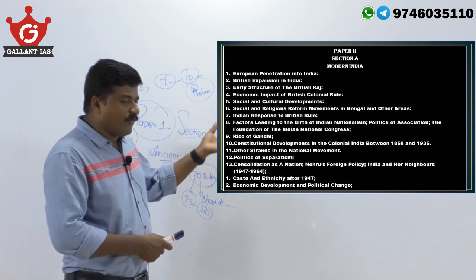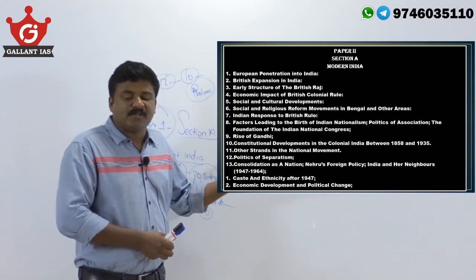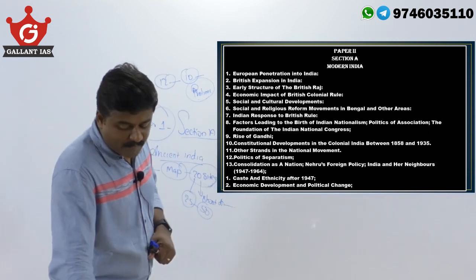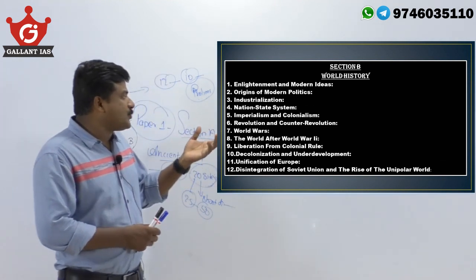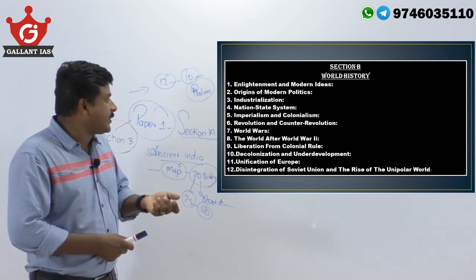Okay. So this is one of the very important parts of your history optional preparation and one of the very easiest areas. Equally it is important for prelims and your GS mains papers. World history: enlightenment and modern ideas, Rousseau, Voltaire, Montesquieu, main philosophers and their ideologies, ideas.